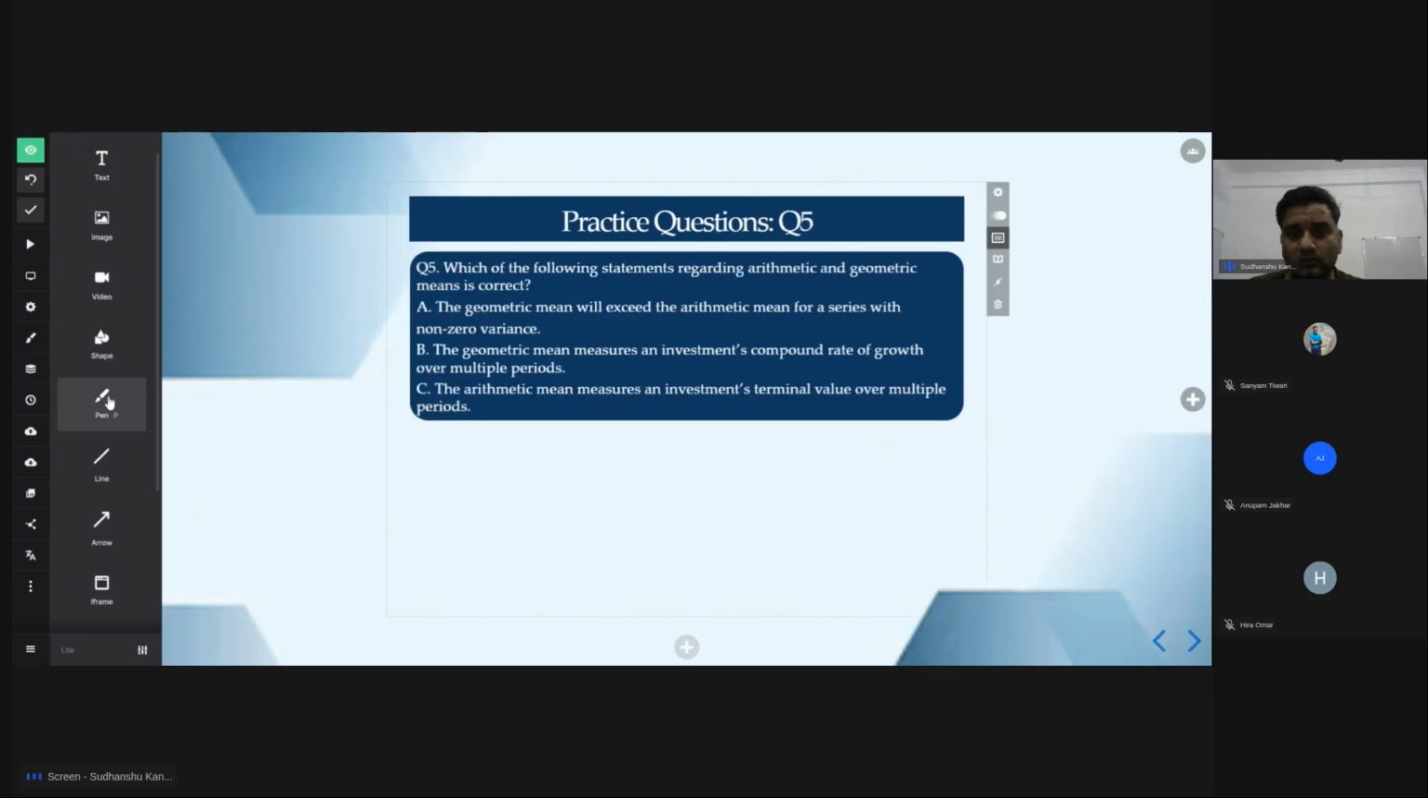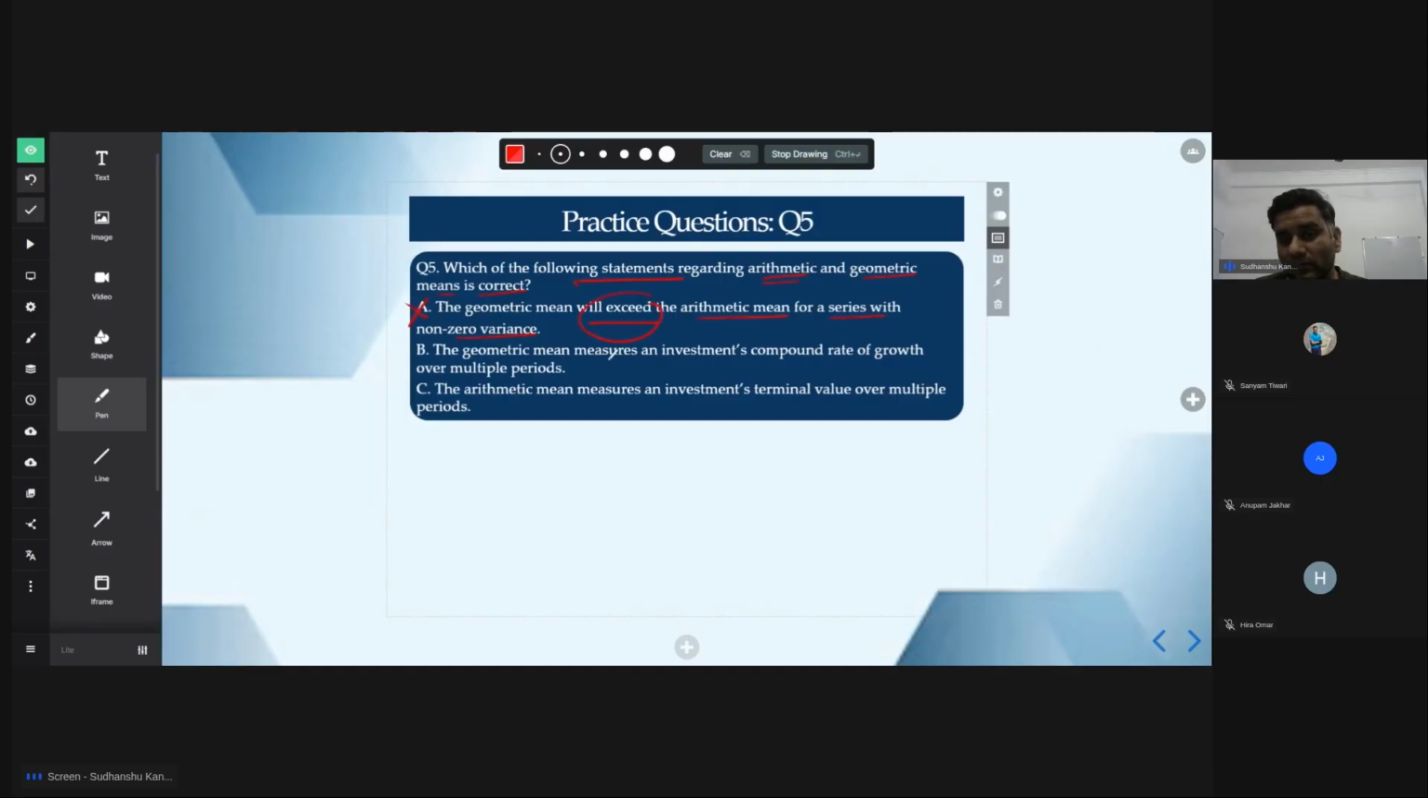Let's do a theoretical question. Which of the following statements regarding arithmetic and geometric means is correct? Let's try to understand it. The geometric mean will exceed the arithmetic mean for a series with non-zero variance. No. Geometric mean, I told you, will always be less than arithmetic mean if the numbers are unequal, but if all the numbers are equal it will be equal. It never exceeds. So this goes away.